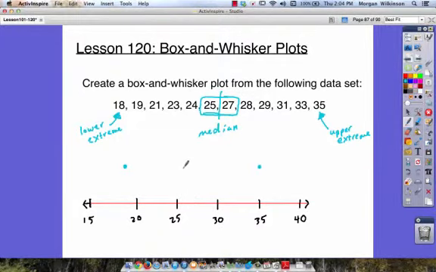So 26, we're going to put another dot on our number line. That's our median. Now what we're going to do with our median is make a vertical line here. That's going to be the middle of our box.